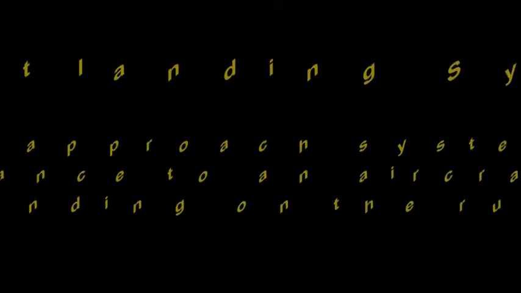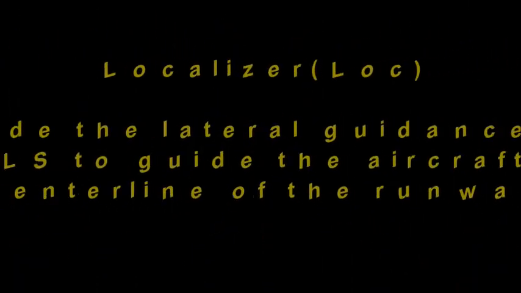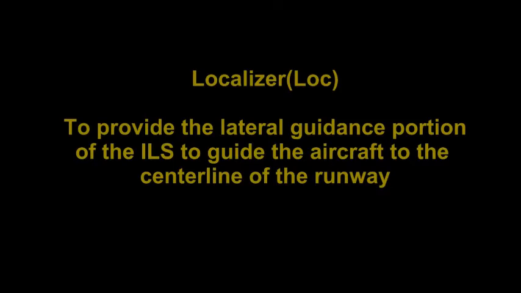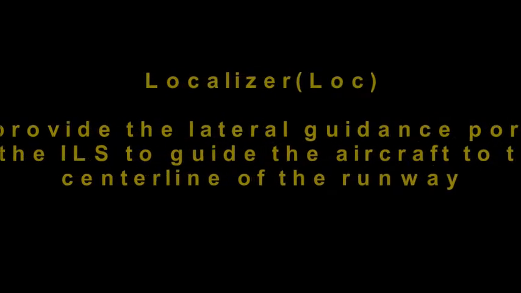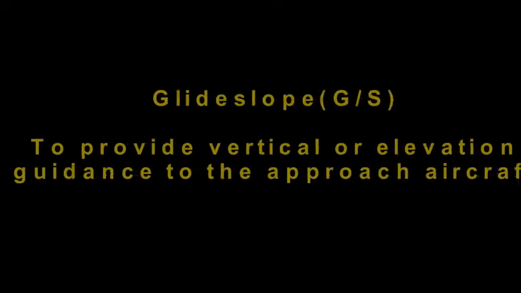Instrument Landing System (ILS). An instrument landing system is a ground-based instrument approach system that provides precision guidance to an aircraft approaching and landing on a runway. ILS: Localizer, Glide Slope. The localizer provides the lateral guidance portion of the ILS to guide the aircraft to the center line of the runway. The glide slope provides vertical and elevation guidance to the approaching aircraft.